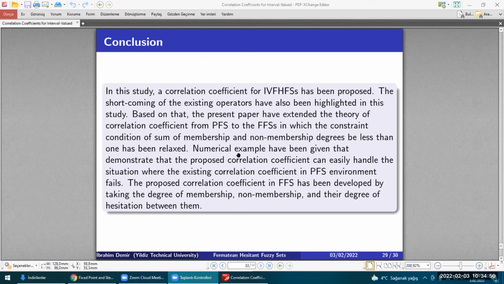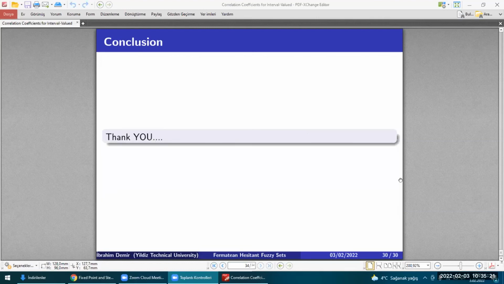Numerical examples have been given that demonstrate that the proposed correlation coefficient can easily handle situations where the existing correlation coefficients in the Pythagorean fuzzy set environment fail. The proposed correlation coefficient for Fermatean fuzzy sets has been developed by taking into account the degree of membership, non-membership, and the degree of hesitancy between them. Thank you.